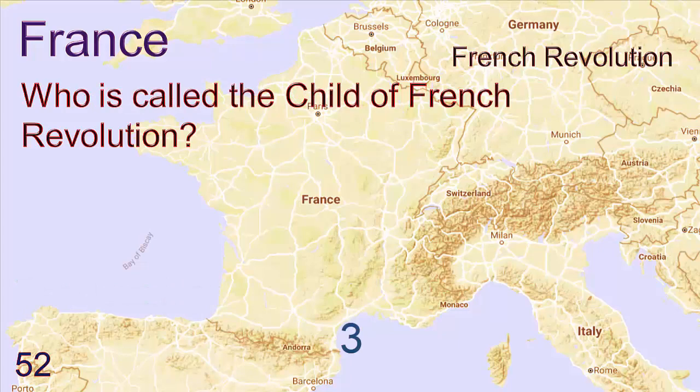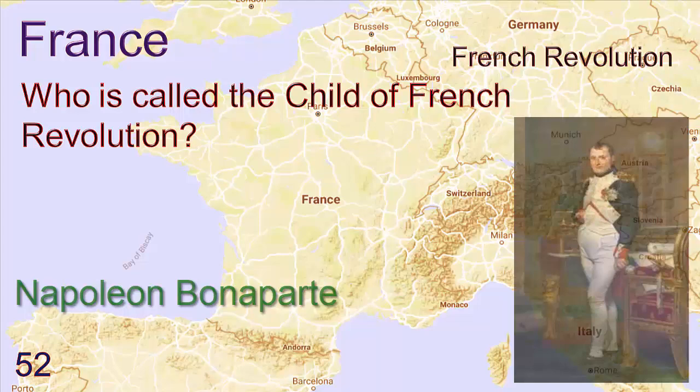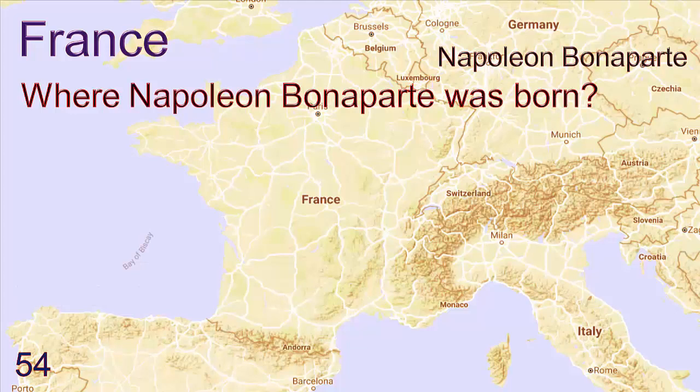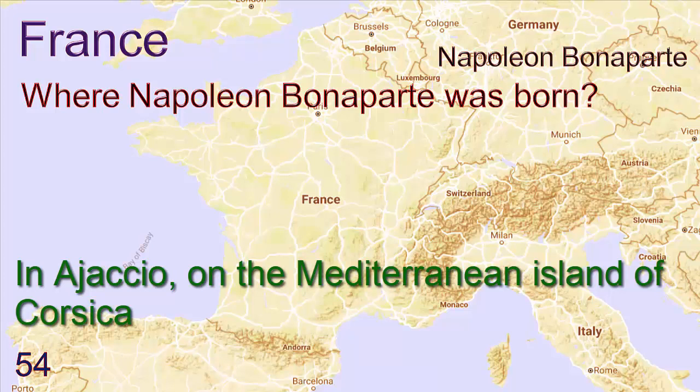Who is called the child of the French Revolution? Napoleon Bonaparte. When was Napoleon Bonaparte born? On August 15, 1769. Where was Napoleon Bonaparte born? In Ajaccio, on the Mediterranean island of Corsica. When did Napoleon join the military?